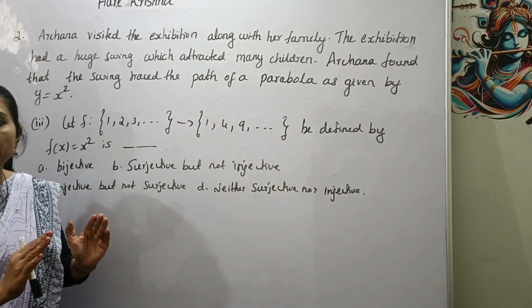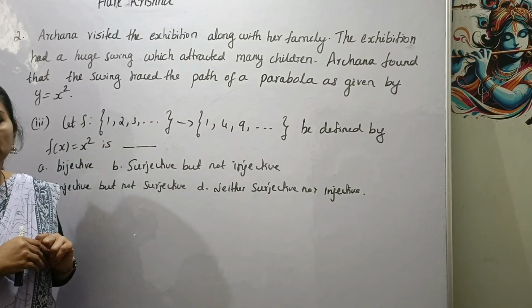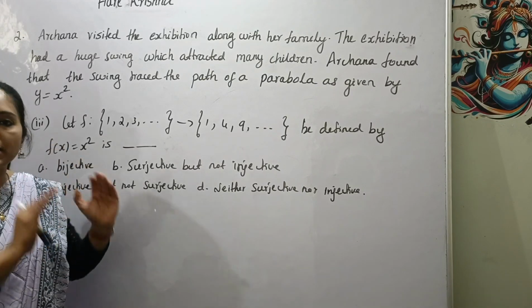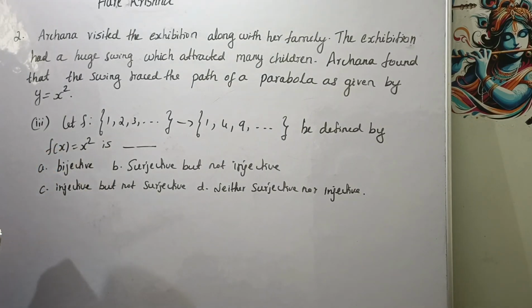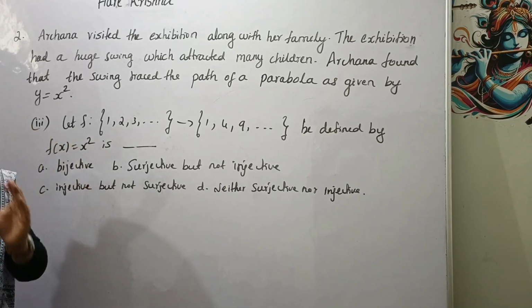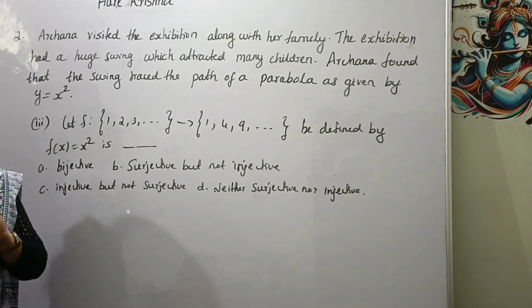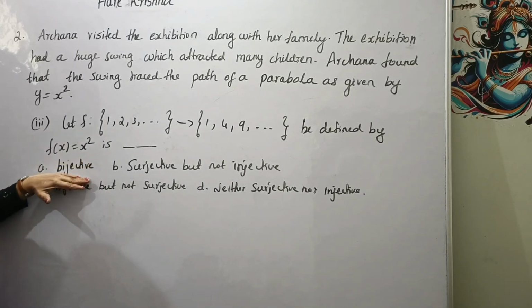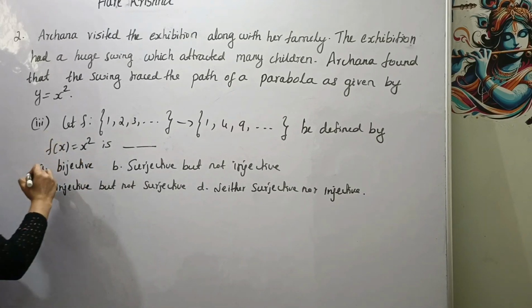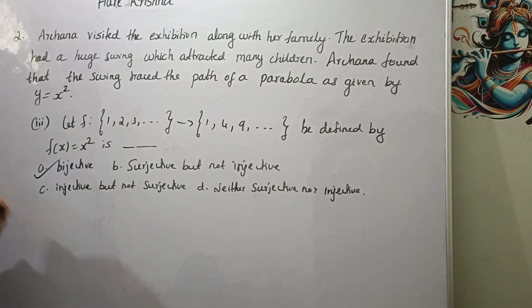Therefore, this function is one-one and onto. That is, this function is surjective and injective. Okay. If a function is both surjective and injective, then that function is called a bijective function. Therefore, this function is bijective.